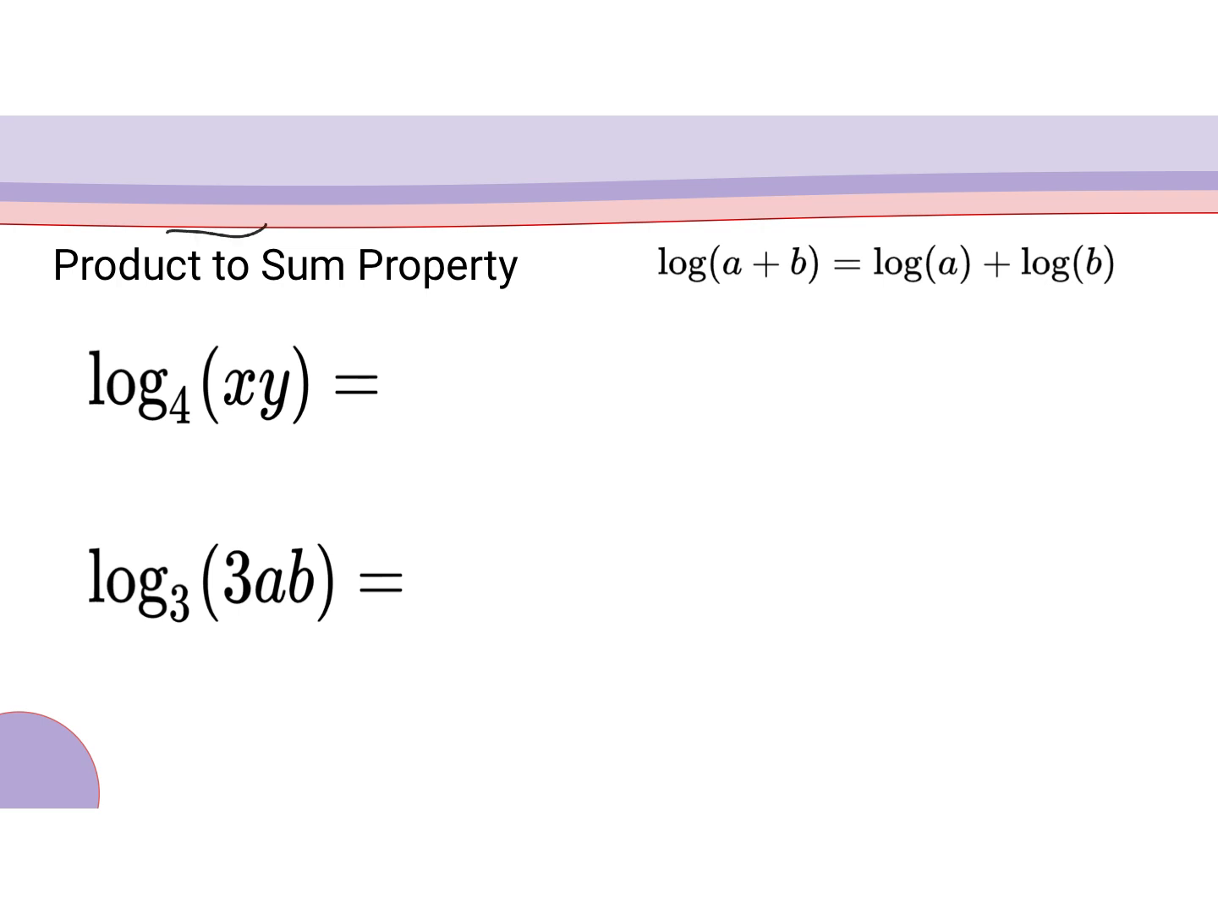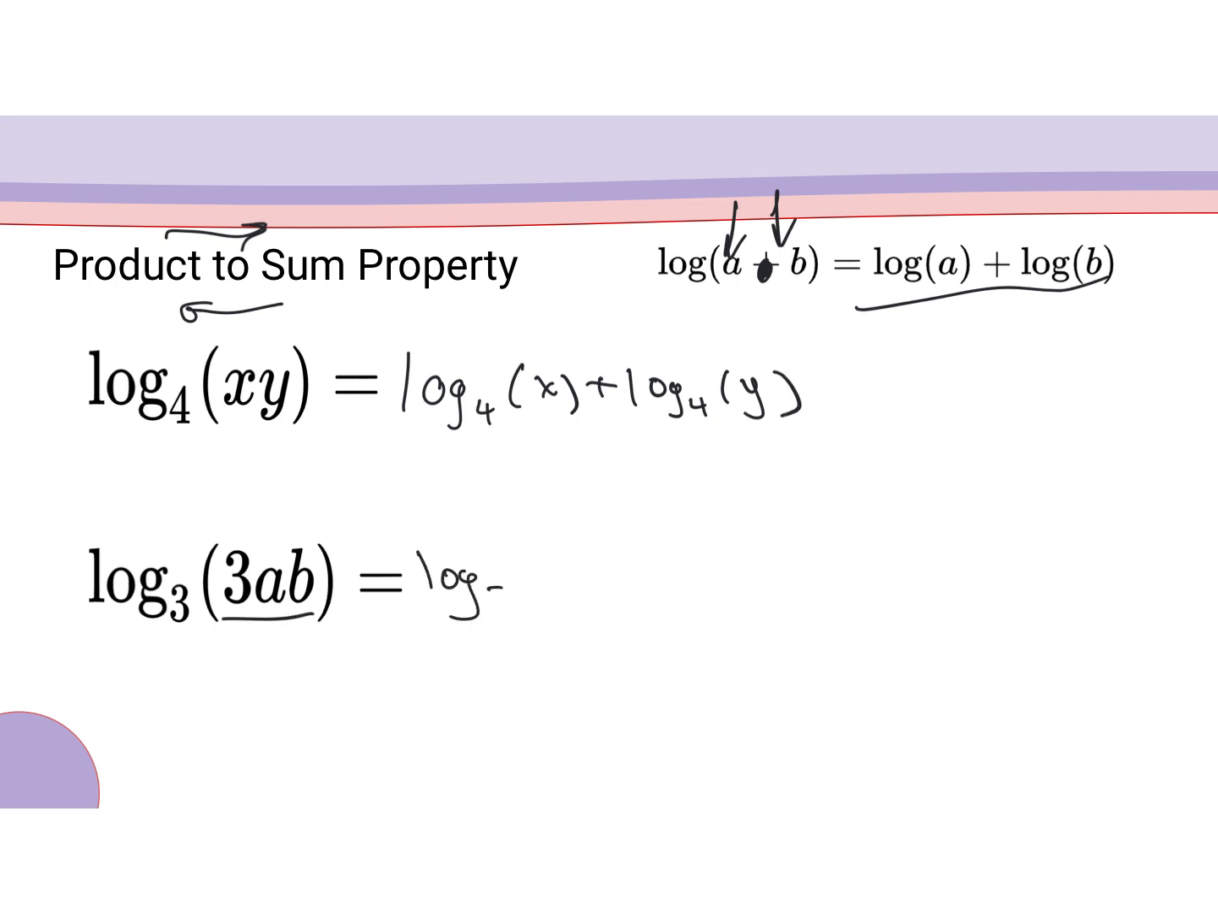And this can actually work both ways, whether it's a product into a sum or a sum into a product. In general, if I'm multiplying two things inside of a log, I can separate it by addition. So in our first example, log base 4 of x times y, I can rewrite this as log base 4 of x plus log base 4 of y. If I've got multiple pieces, I can still separate each individual piece: log base 3 of 3 plus log base 3 of A plus log base 3 of B.